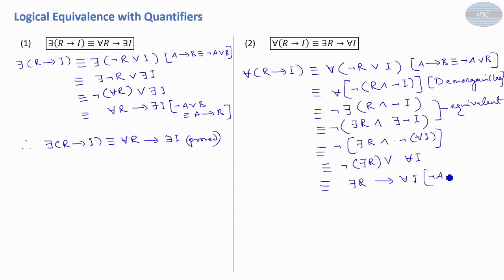Here the formula that is used is not A disjunction B is equivalent to A conditional B. Hence we have for all x, P conditional Q is equivalent to there exists x, P conditional for all y. Hence it is proved.